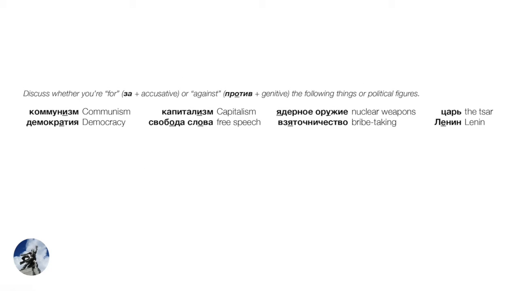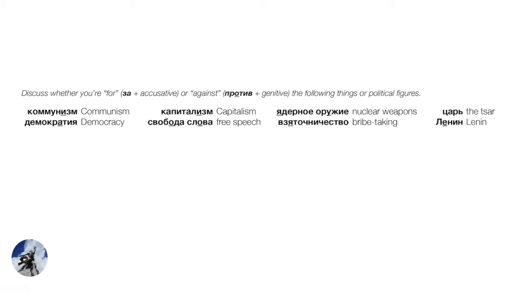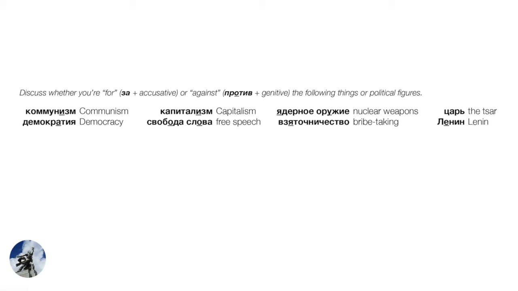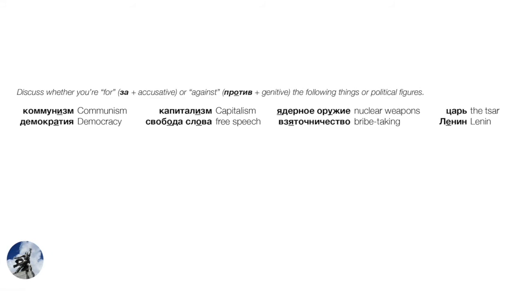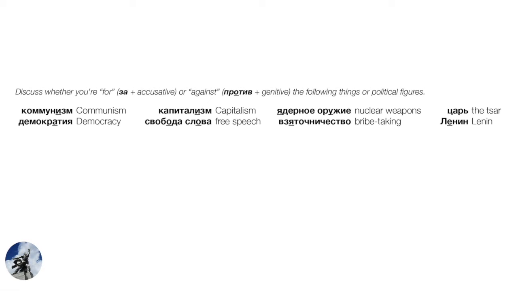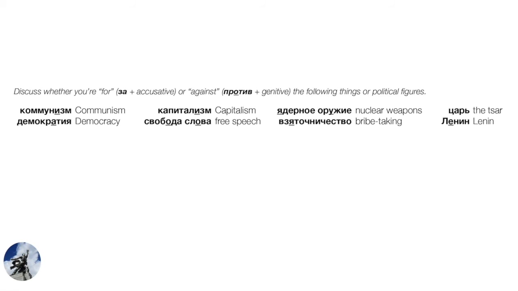Okay, here's a little discussion project. You might share your political views or whatever by talking about whether you're for or against these things. So here are a few examples. You can maybe think of others. Now remember, if you want to say za, that'll need the accusative. If you want to be against, против, that's going to need the genitive.